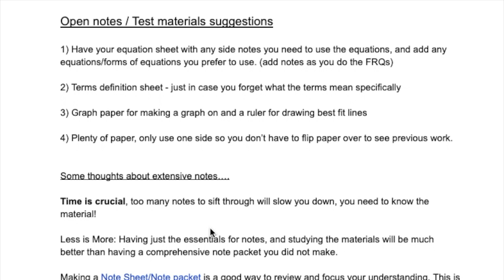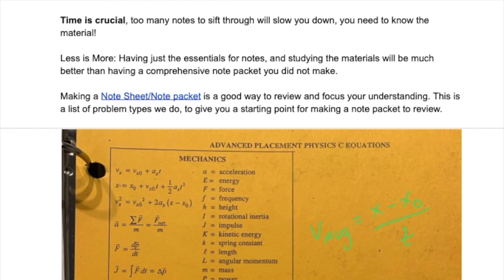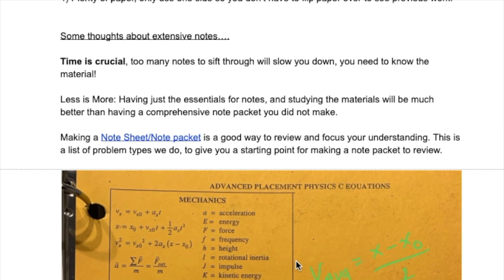So make sure you have just the essentials like this equation sheet, the bare minimum stuff. The rest of it you should have memorized or known. A good way to do that, and a lot of people will say this even about their chem note sheet, is that "I made it and I didn't use it." Well, that's because you studied it, and how you studied it was you made that note sheet. So that might be a good idea here.